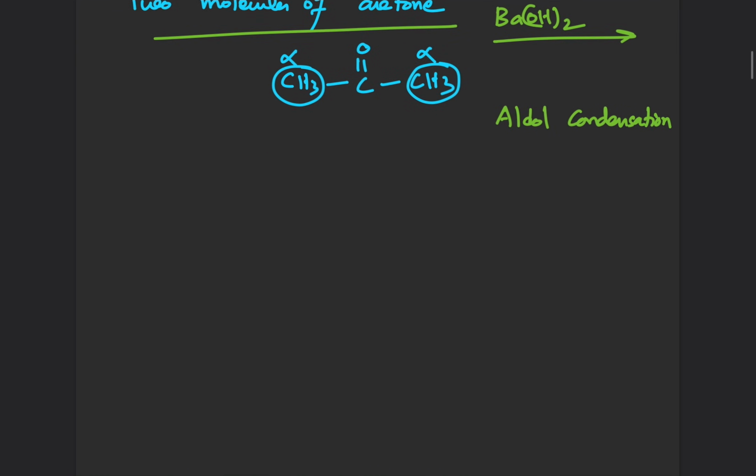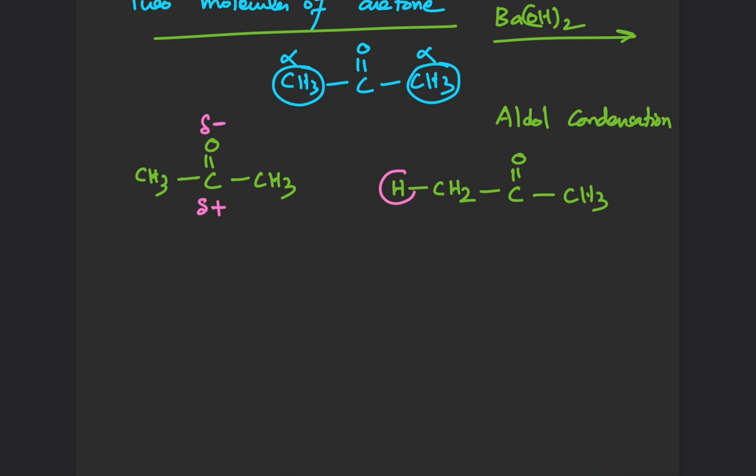With respect to the reaction, one molecule of acetone I can write like this: CH3C(=O)CH3. The other molecule I will write like this, separating one alpha hydrogen: H-CH2C(=O)CH3. Now this oxygen has a partial negative charge. This carbonyl carbon has a partial positive charge. Alpha hydrogens can be lost, that's why it has a partial positive charge, and CH2 gets a partial negative charge.